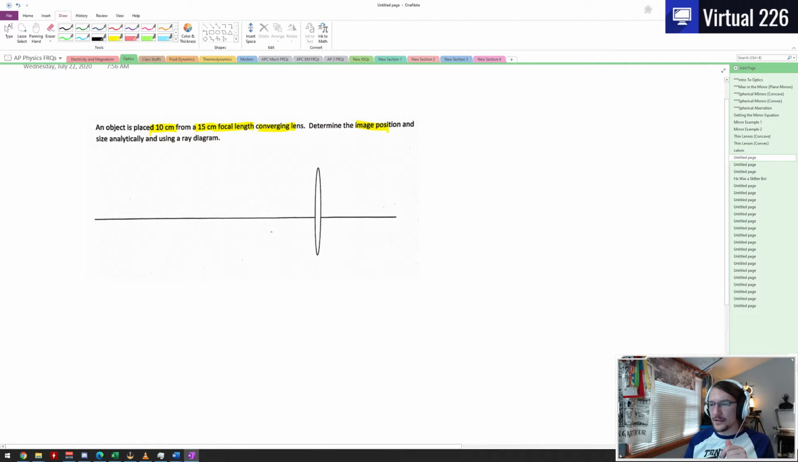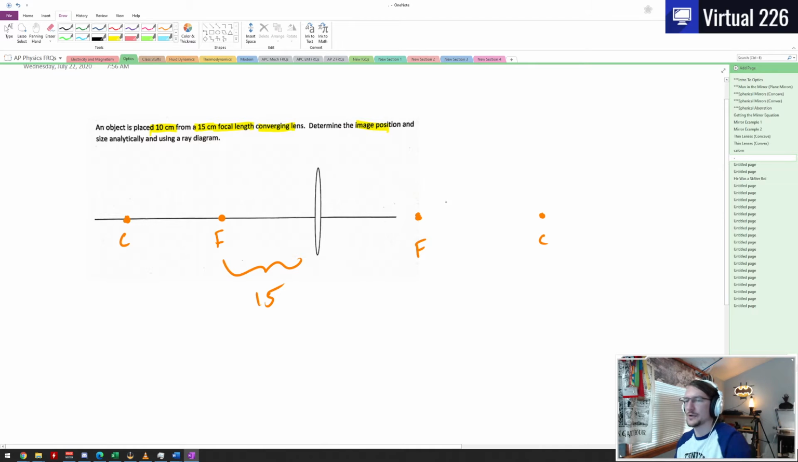So our focal length will be on both sides of the lens here. So let's say maybe this is our focal point right here, that's 15. It's gonna match up to the other side. If you double this, that'll take us back here to the center of curvature. We double it on this side, take us to the center of curvature. And in our case here, we have an object placed 10 centimeters. So our object's gonna be right about here, okay?